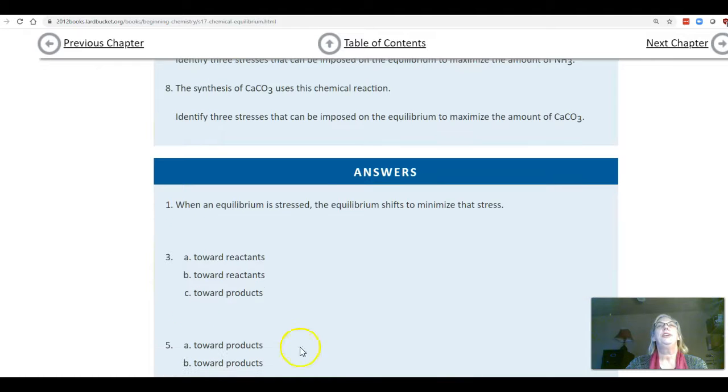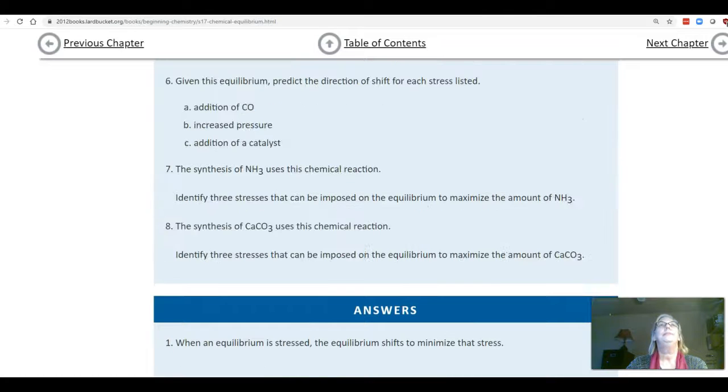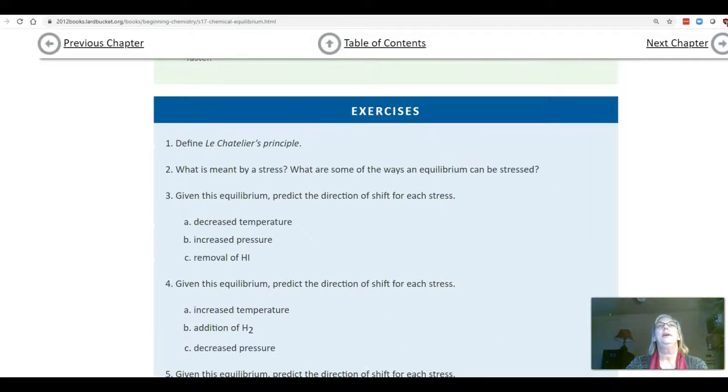These problems are important to try to figure out what's happening. So look through these problems here. See if you can figure out what's going to happen. 3 and 4. This is what I would have on a quiz or a test.